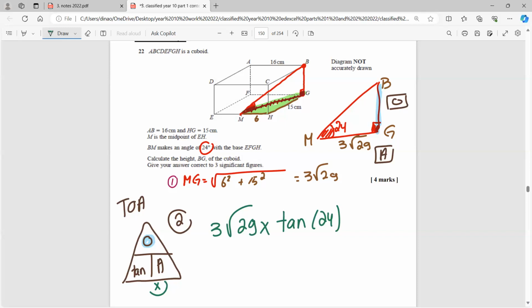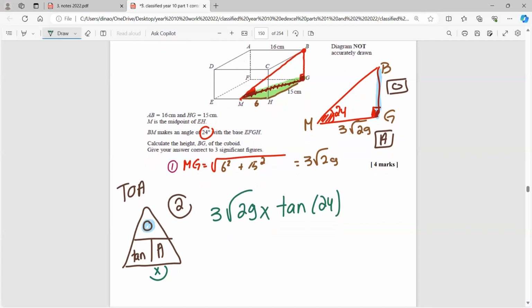Let me just make sure I did the construction right, I mean the calculations right. Yes, it's 3 root 29, and I am required to calculate BG, opposite adjacent. So this is the opposite, this is the adjacent, and I want the opposite, so it's 3 root 29 times tan 24. Answer times tan 24. And then on the calculator, after rounding to 3 significant figures, the length of BG is 7.19. 7.19.